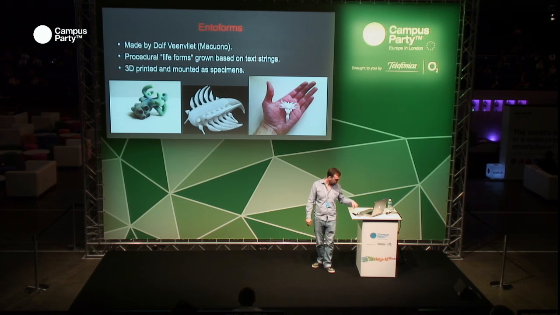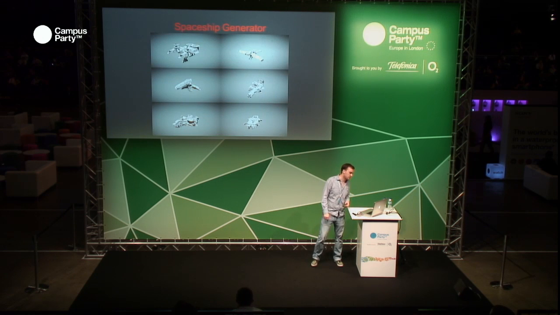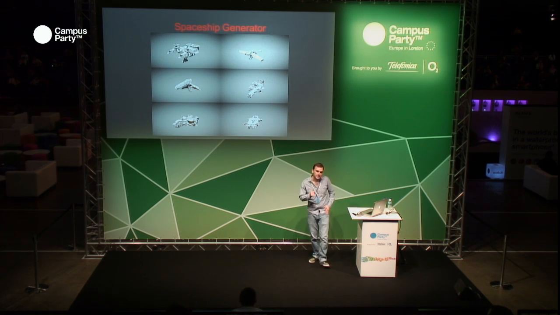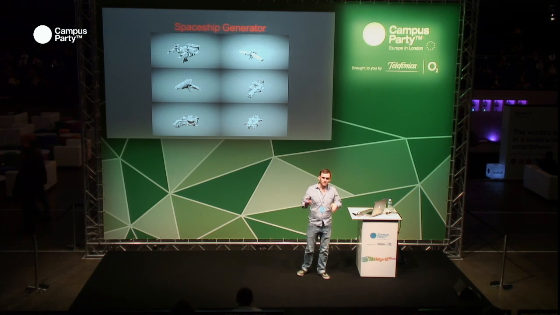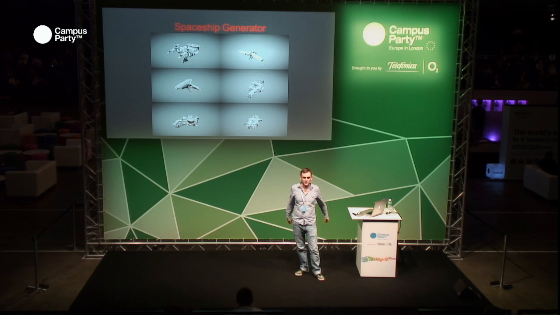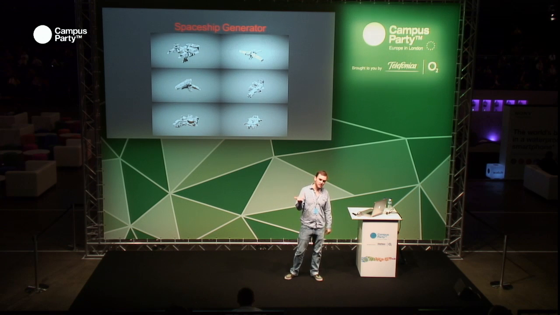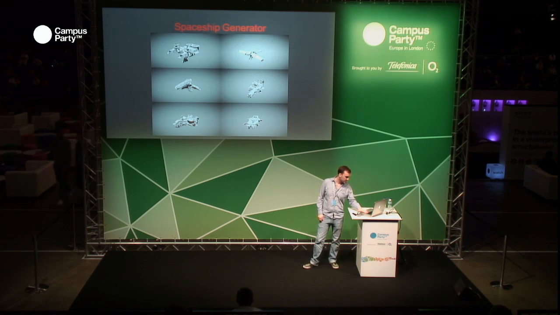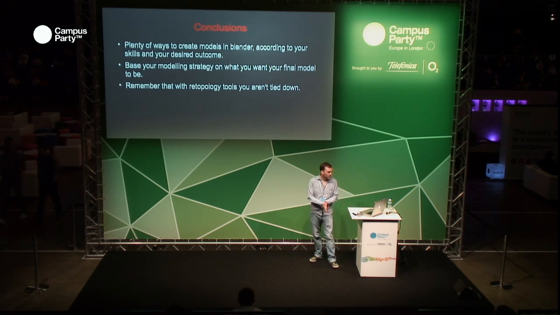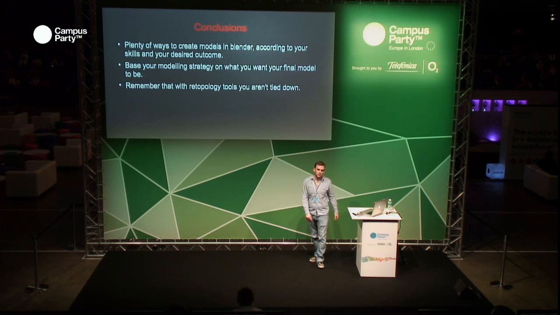He also applied this to something called the spaceship generator. It works in the same way, but someone else built a whole library of technical-looking spaceship parts, and it takes these in, takes a bit of text, and creates a unique spaceship based on that string. It's quite interesting. So, in conclusion, there's plenty of ways to create models in Blender.